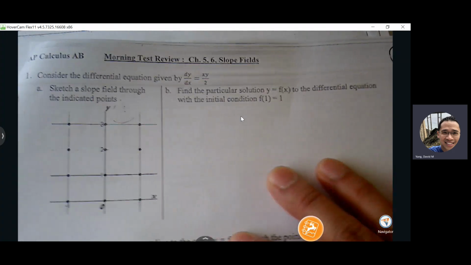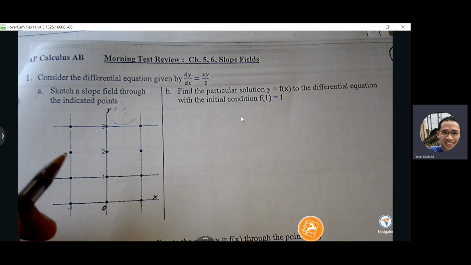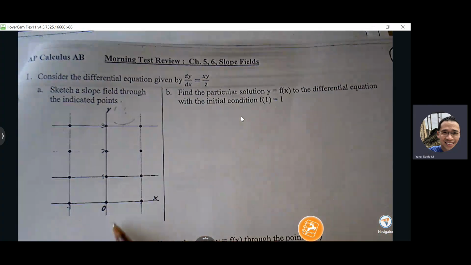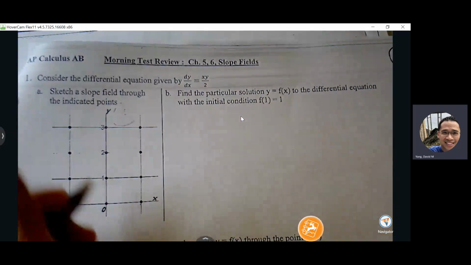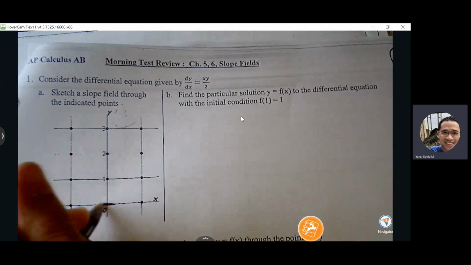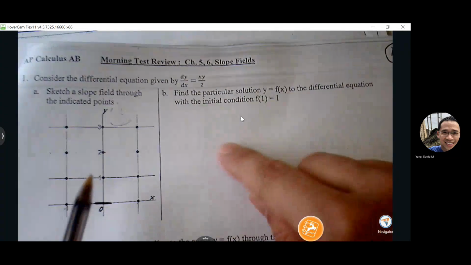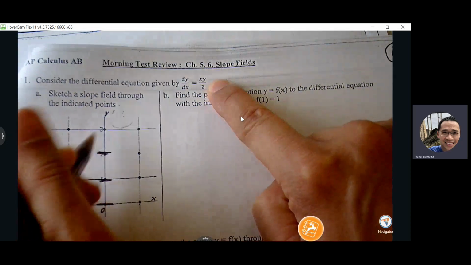So through each ordered pair, we can identify the location of that ordered pair and start inserting into the differential equation. So in this case, (0, 0), and for x and y, we get 0 over 2, that's 0. So you're going to put a horizontal line to indicate the 0 slope through that point. (0, 1), same thing. (0, 2), (0, 3).